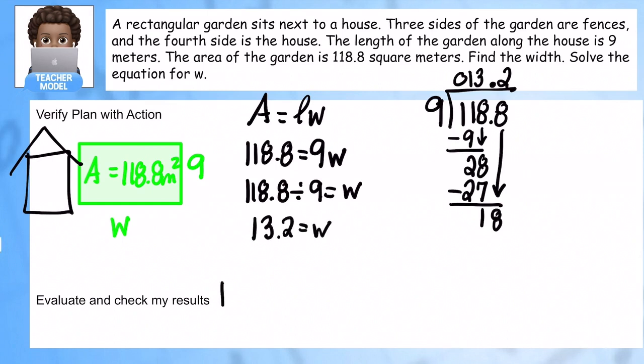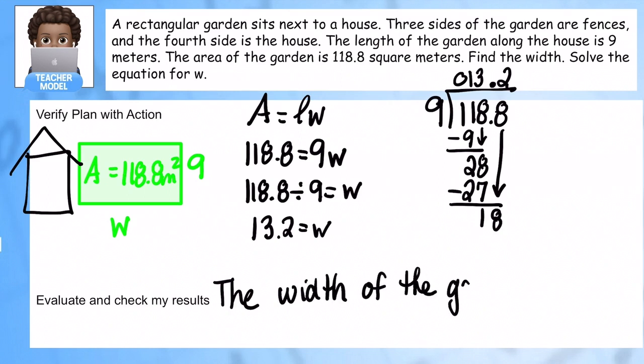We're going to write that down. The width of the garden is 13 and 2/10 meters. And done. So jot this one down, Math Marvel.